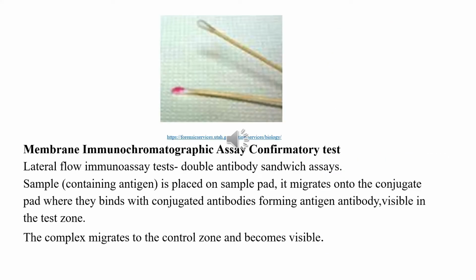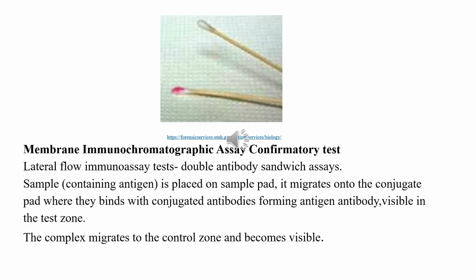The picture above shows the positive result for the phenolphthalein detection test. The quadrant swab applicator changes color to pink or magenta. Next is the membrane immunochromatographic assay, a confirmatory test for blood. This test is also known as the lateral flow immunoassay test.